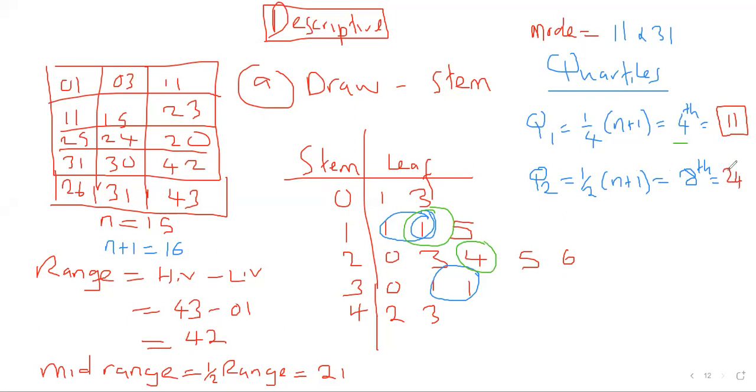Then we have the other quartile. What's the name of the other quartile? The third quartile, denoted as Q3. This is 3 quarters of n plus 1. Our n plus 1 is 16. So what is 3 quarters of 16? 12. Which one is the 12th position?